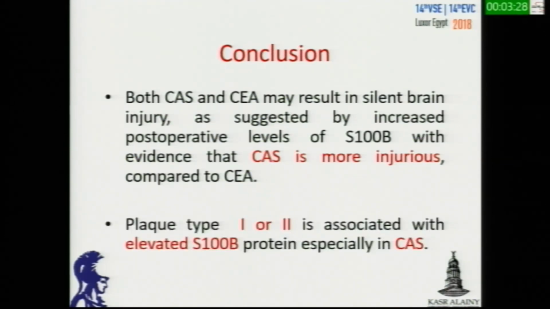Plaque type 1 or 2 is associated with elevated S100B protein, especially in CAS cases. We can say that the S100B protein is a useful neurological biomarker. We can use it in the future, maybe to predict neurological morbidities. In the coming years we have huge randomized studies comparing CAS and CEA with medical treatment, the ACST-2 trial and the CREST-2 trial. So the S100B protein may be detected pre-procedure, and it can show which cases are at high risk and need intervention, and the other cases which have no elevation in S100B protein, in asymptomatic cases, can go to medical treatment, for example.